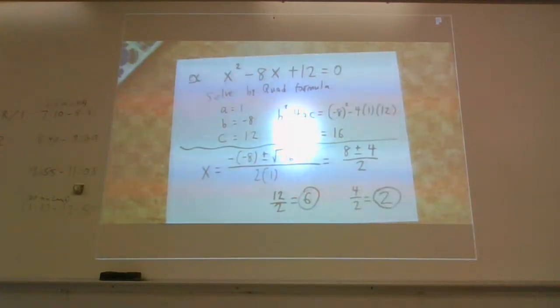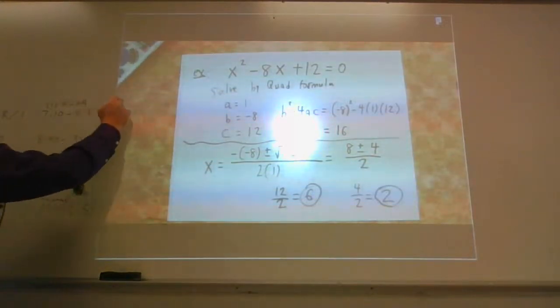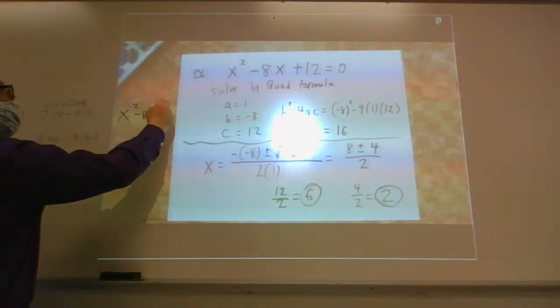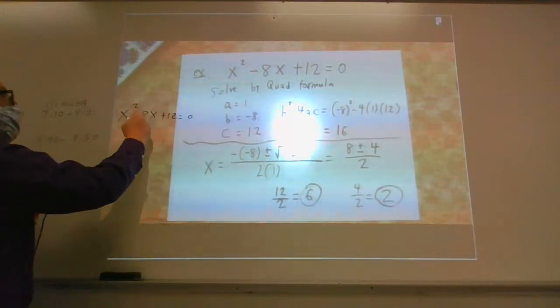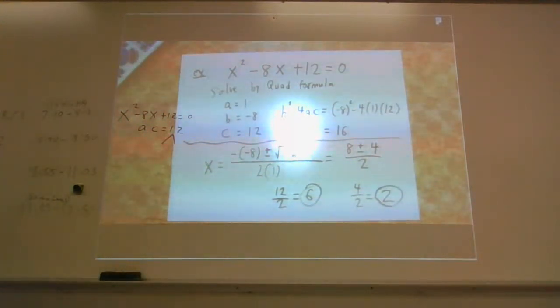These are indeed the answers to the problem. Now, I'm going to leave this up here for a moment, but check this out. X squared minus 8x plus 12 equals 0. Okay, a times c is 12. Give me 2 numbers that multiply to 12 but add up to negative 8.